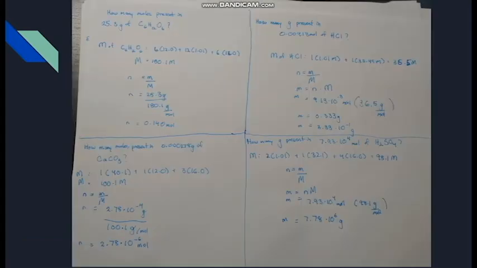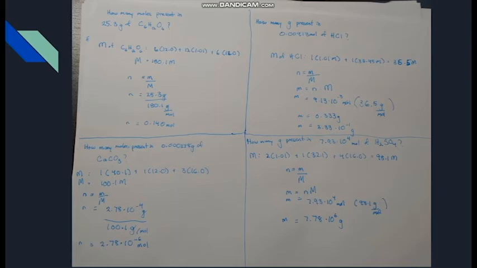Alright, taking a look at a couple more examples, let's take a look at the first one right here. How many moles are present in 25.3 grams of C6H12O6, also known as glucose? To find this answer, we have to find the molar mass of glucose, which is going to be 6 multiplied by the molar mass of carbon, which is 12.0, plus 12 multiplied by the molar mass of hydrogen, 1.01, and 6 multiplied by the molar mass of oxygen, about 16.0, and we get 180.1 grams per mole.